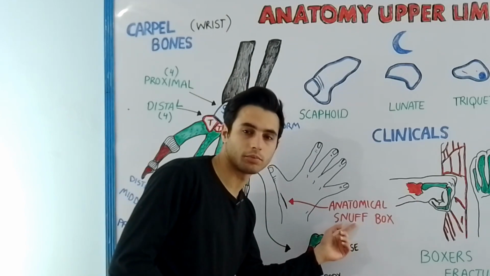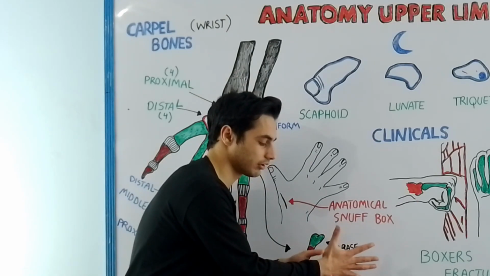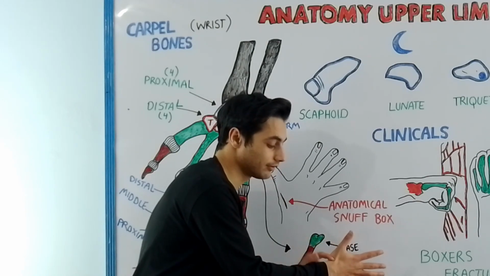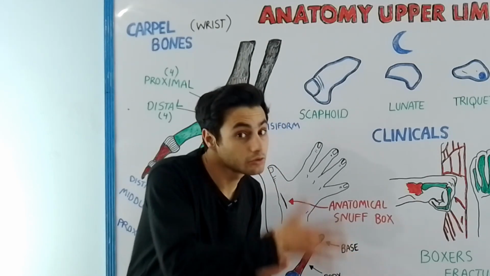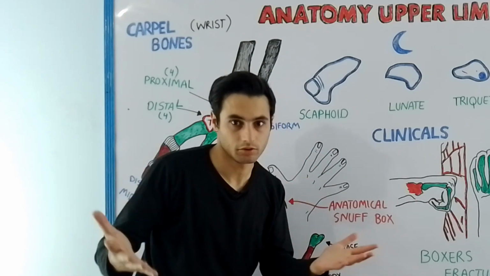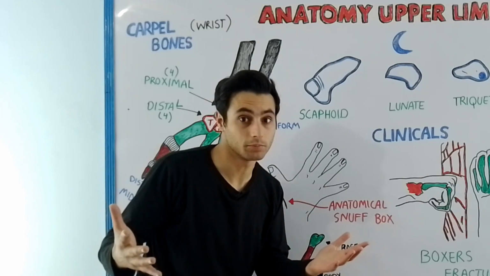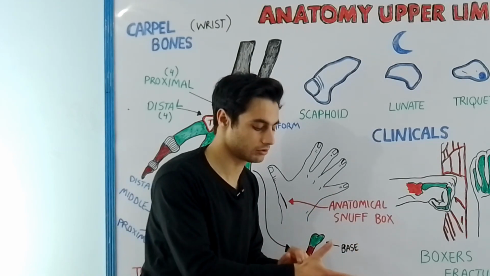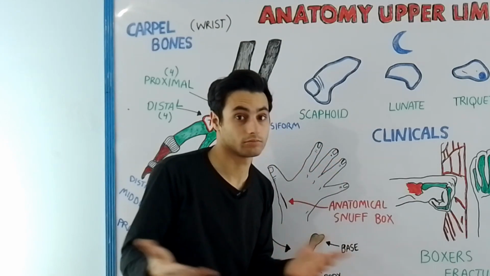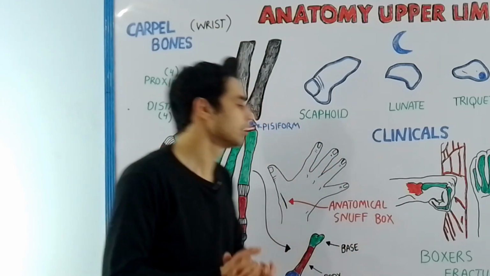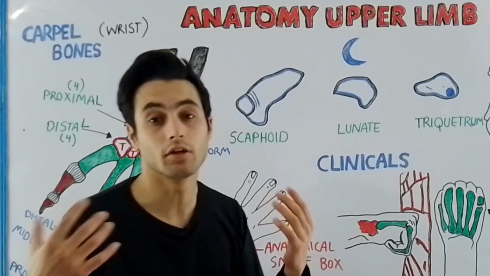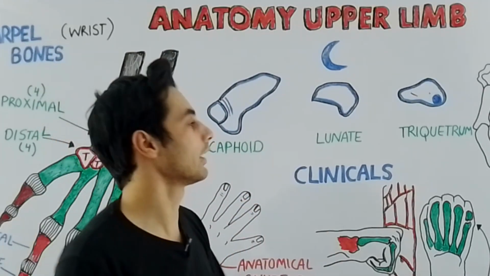The anatomical snuff box is a depression which is present close to the base of your thumb, and this depression is used to snuff tobacco or some kind of drug. Obviously, in the old days people used to put some drug on this depression and use it to inhale or snuff.